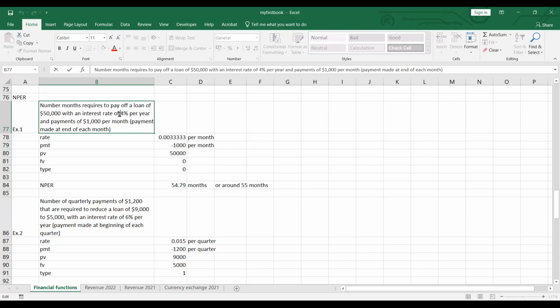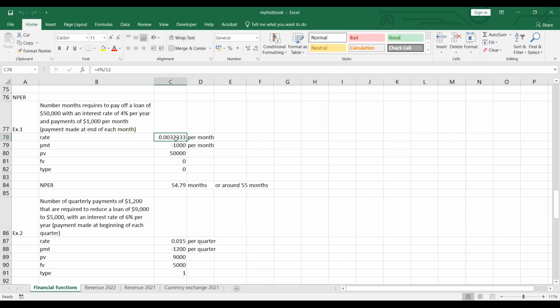For example, here it's 4% per year. You have to change the rate to percent per month by dividing percent per year by 12, the same unit that we use for the interest rate. The payment will have to be payment per month as well.